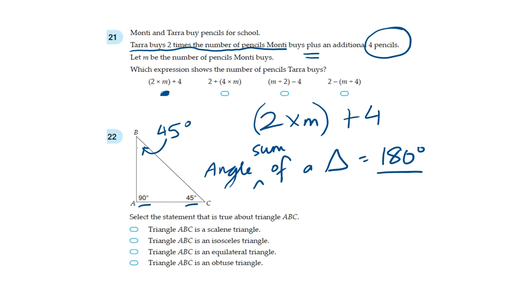So that tells us this angle and this angle are both equal in size. And that is one of the properties of an isosceles triangle. Another one just on the side to know is that this side and this side would also be equal. Okay, next question.